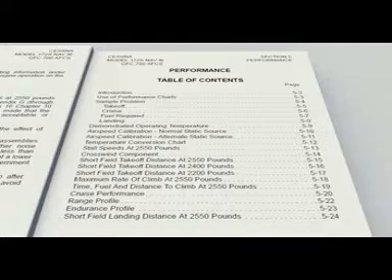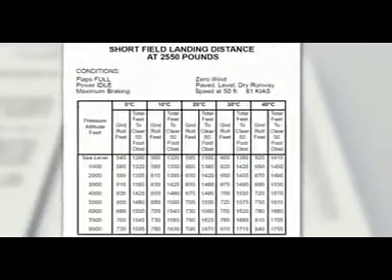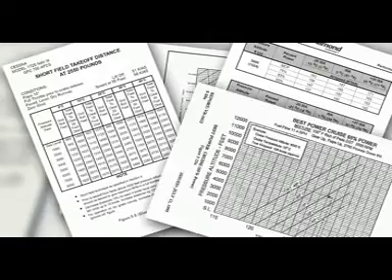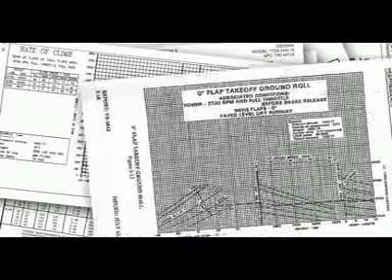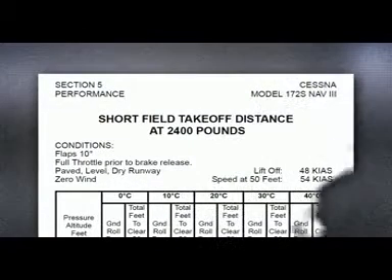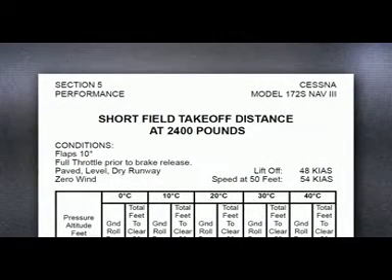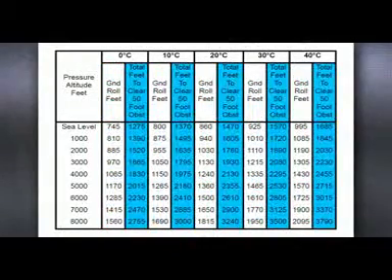The Pilot's Information Manual contains performance charts for the different phases of flight, including takeoff, climb, cruise, and landing. Remember that each aircraft manufacturer creates their performance charts differently, so be sure to study them carefully before you actually use them. Let's start off by looking at the short field takeoff distances for 2,400 pounds. The distances shown are for ground roll and for clearing a 50-foot obstacle.